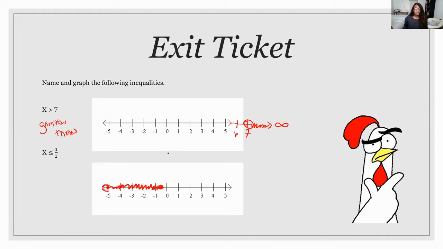So that was the exit ticket from last time. My mistake on the first part. I'm only human. I think the pandemic's getting to my brain.